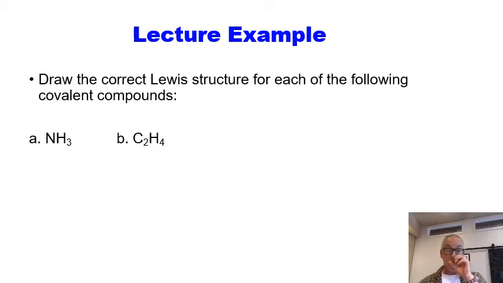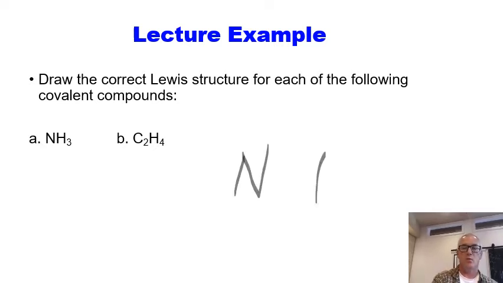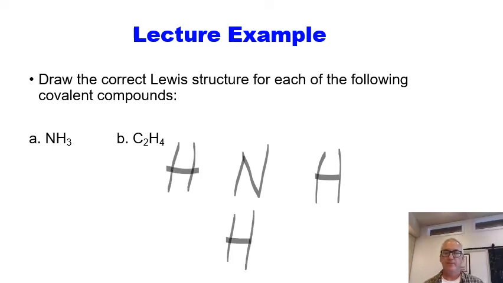So when you get a Lewis structure like this, the central atom will generally be on the left, and the atoms that go around it are generally on the right. So NH3 gives us a nitrogen in the middle, and 1, 2, 3 hydrogens around it. Since these are covalent bonds, we put a line in between them. So it has 1, 2, 3 covalent bonds.